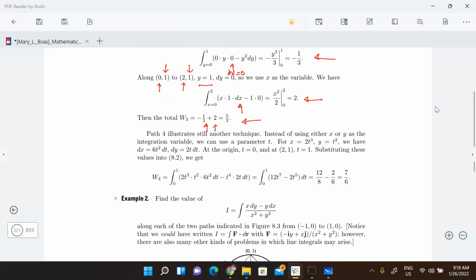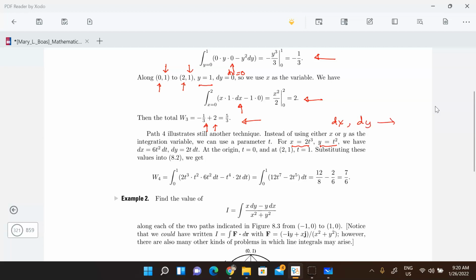The other path that was given was path 4, and path 4 is given in terms of a parameter. Your x is given as 2t cubed, and your y as t squared. And for each of these terms, remember we need to find dx and dy.